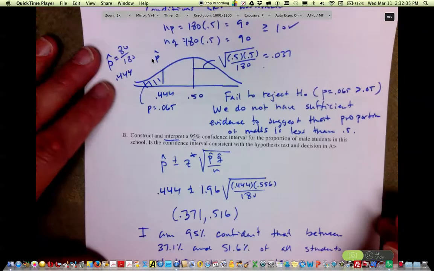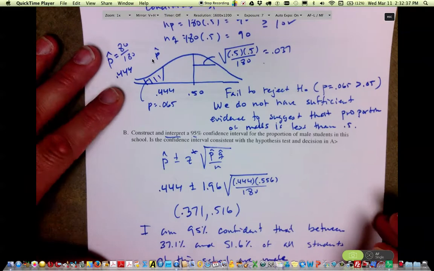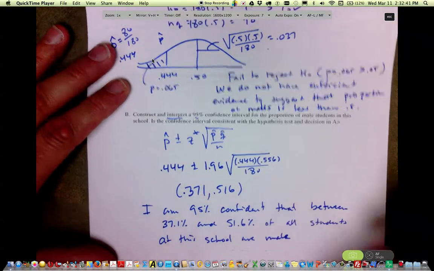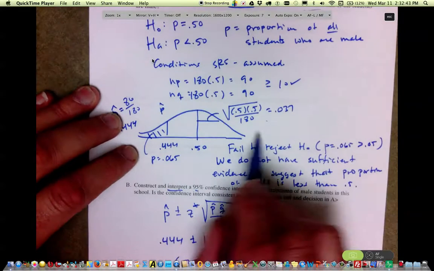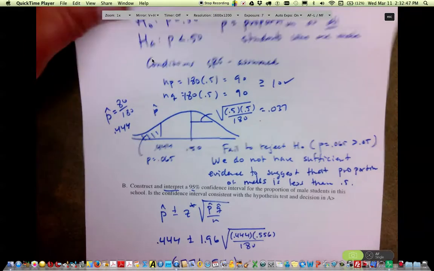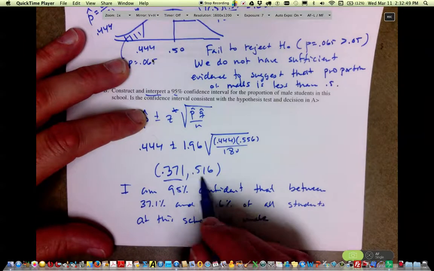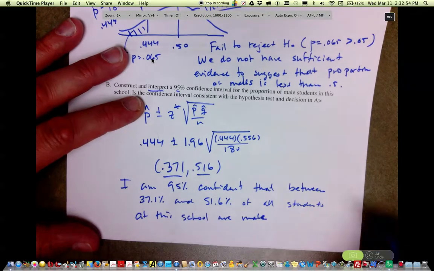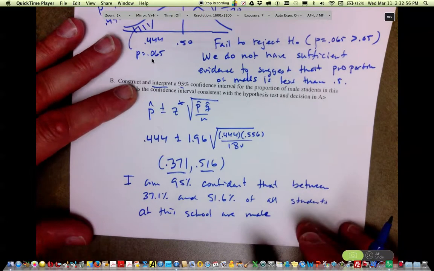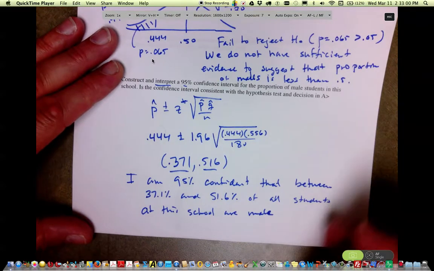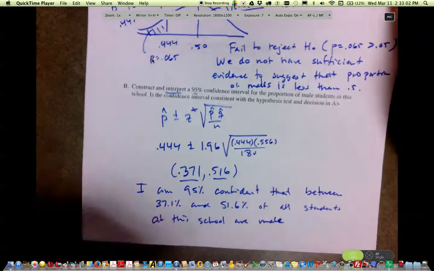Okay, and then the other part of this question says, is this confidence interval consistent with our hypothesis test and decision in part A? Remember, we said there wasn't enough evidence to suggest that the proportion of males was less than 50%. Right? And if you look at this interval, it contains 50%. 50% is a plausible value for the proportion of males at this school. So the answer to that question is yes, they are consistent, because 50% is in this interval.